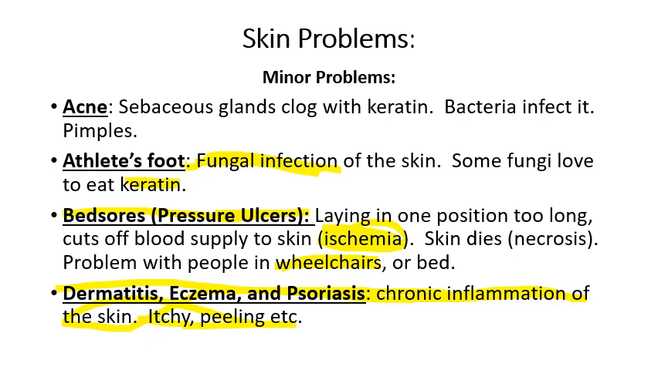All right, now finally, dermatitis, eczema, and psoriasis are chronic inflammation of the skin, which causes the skin to be itchy and peeling. Inflammation means that some body tissue turns red and swells up and hurts and becomes itchy. In this case, that's caused by your body's own immune system attacking your own skin. That's called an autoimmune disease, and we'll talk a lot about autoimmune diseases when we get to the immune system.